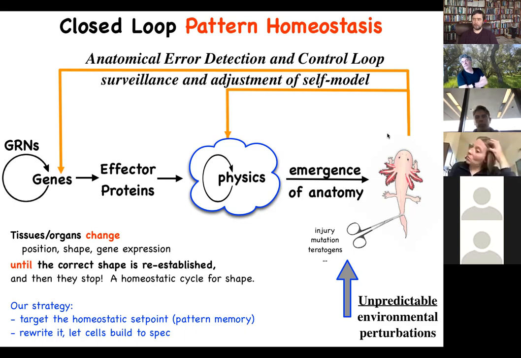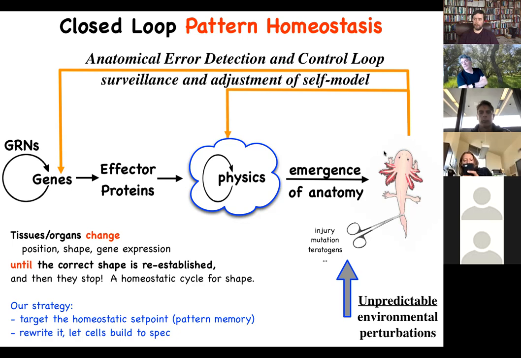This raises a number of questions which existed even before this was formalized: how does it know when to stop regeneration? The most amazing thing about regeneration is that it stops when the right thing is finished. And how does it know what the correct pattern is? So in our lab for years now, we've been following the strong and unusual prediction of this model, which is that we ought to be able to find the encoding, the pattern memory that tells these things what a correct shape is, and we ought to be able to learn to decode it, and learn to rewrite it.